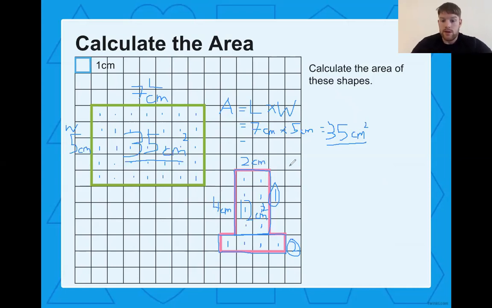Okay. So the area of my first shape, A1, is equal to length by width, which is equal to 4 multiplied by 2, which is equal to 4 2s are 8. 8 centimeters squared.